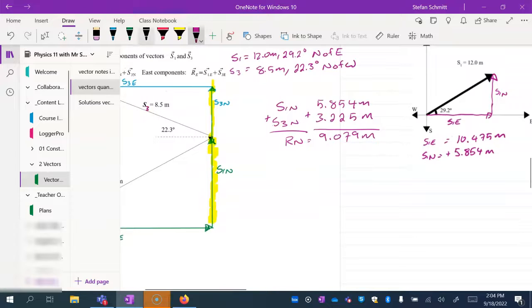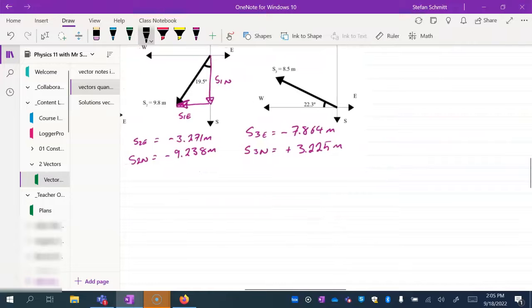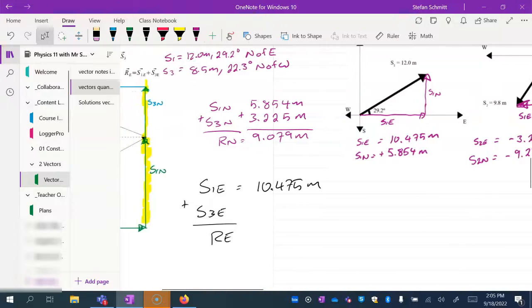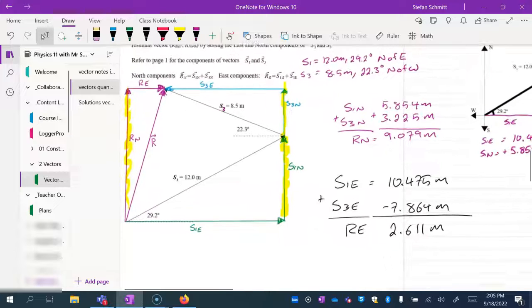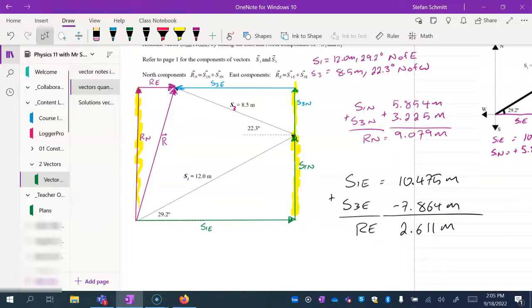Okay, we have S1 east. We're going to add to it S3 east, and that's going to give us R east. S1 east, that's 10.475 meters, and S3 east, negative 7.864 meters. We add those together, and we get 2.611 meters. Okay, now we have the components of R east and R north.